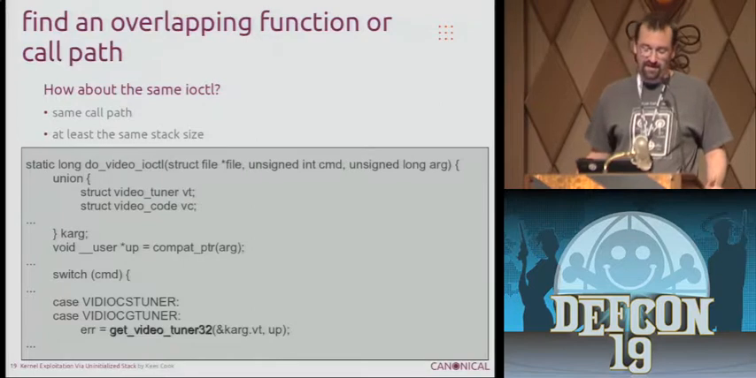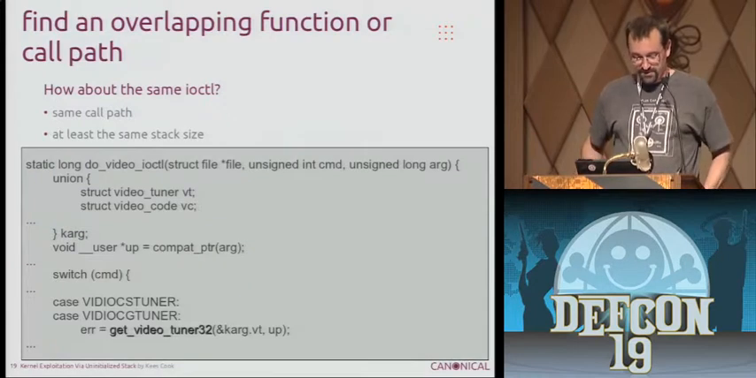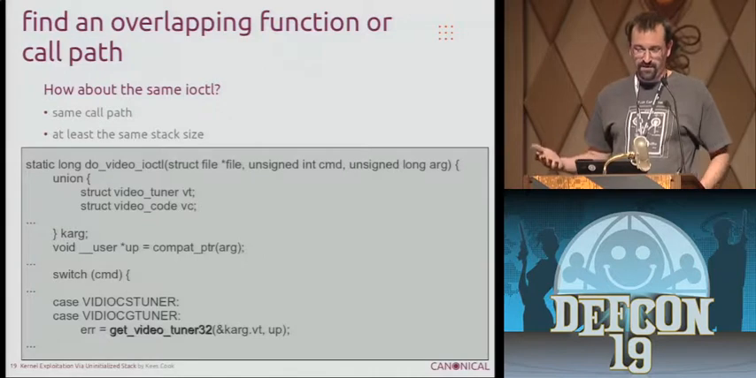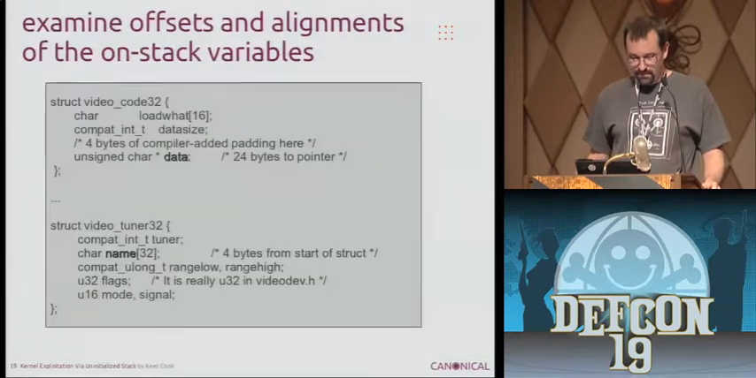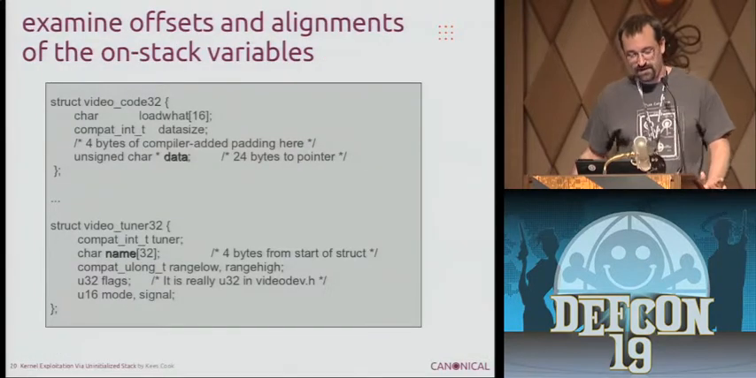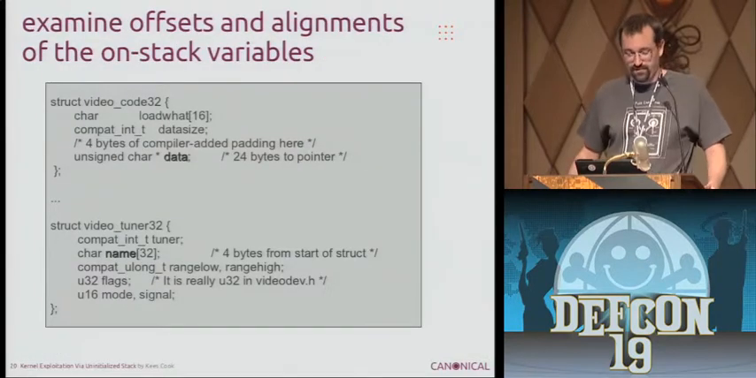And in this case, they had a union of options. It was like it was made to be overlapped. So there's this other function, getVideoTuner32, that would copy everything from user space into this union on the stack and do some other stuff in return. And that would actually leave us with the stack in the state that we had left it. So you had to take a look at the two different structures that are there.